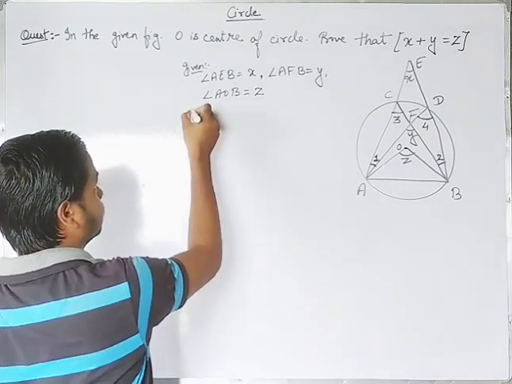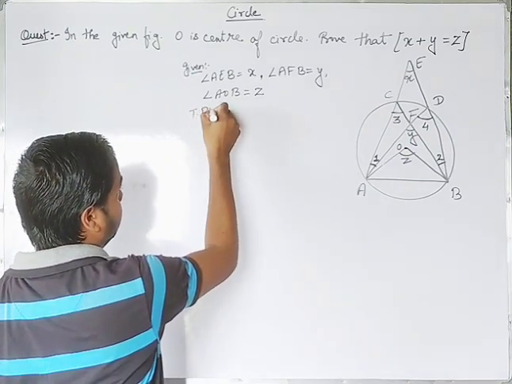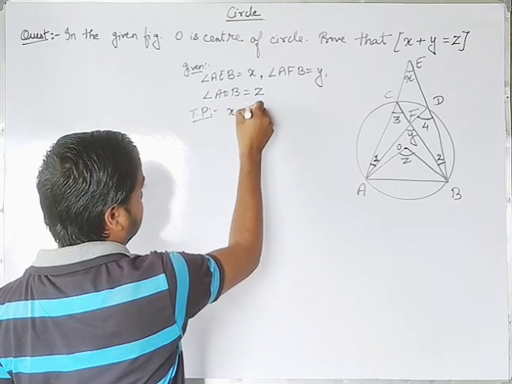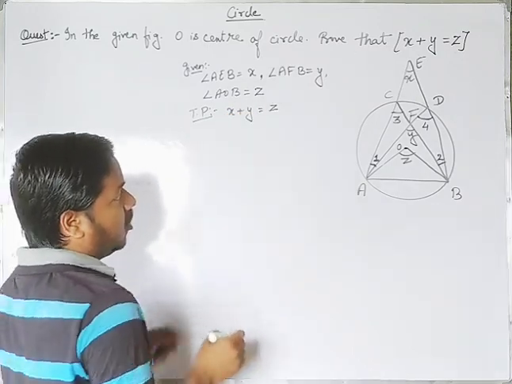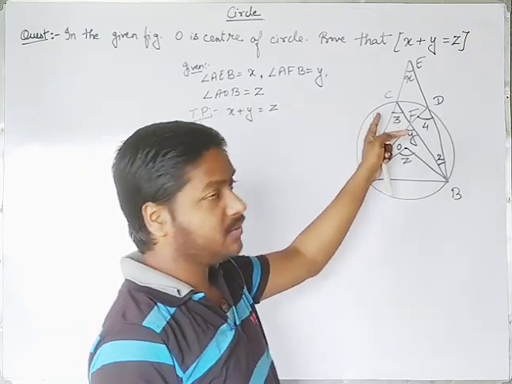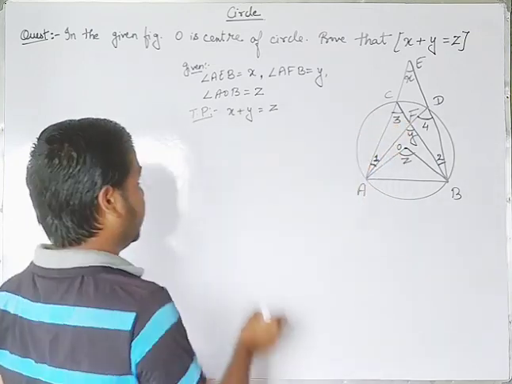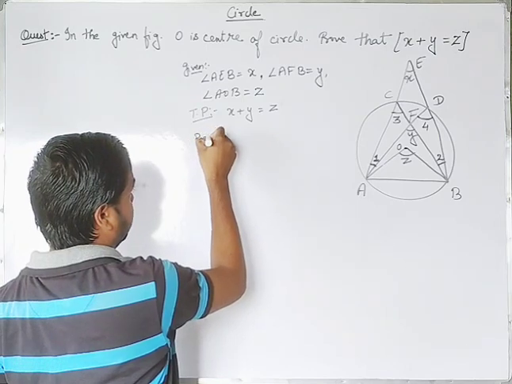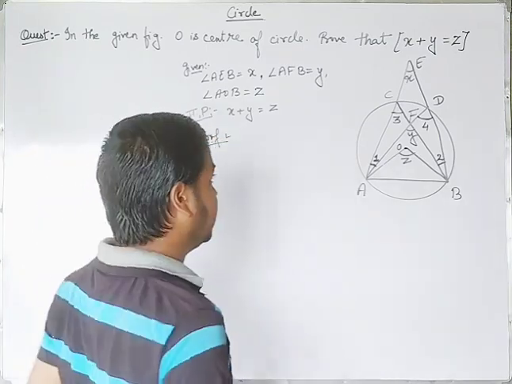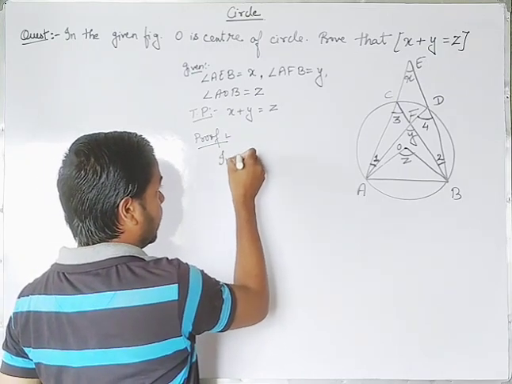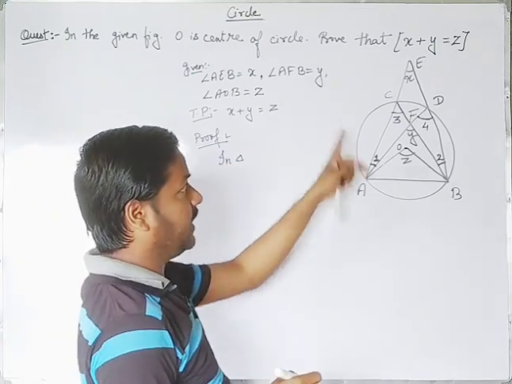Now, to prove that x plus y is equal to z, on taking 1, 2, 3, 4, I will just take some triangles in the proof. No need to write what we have taken. So we will see here in triangle ACF.